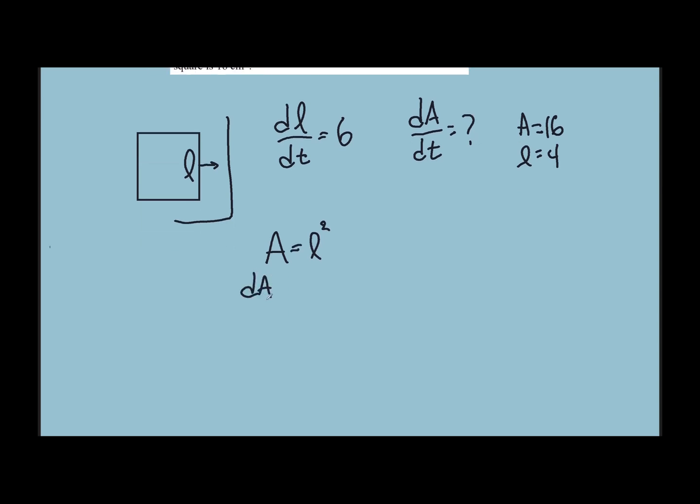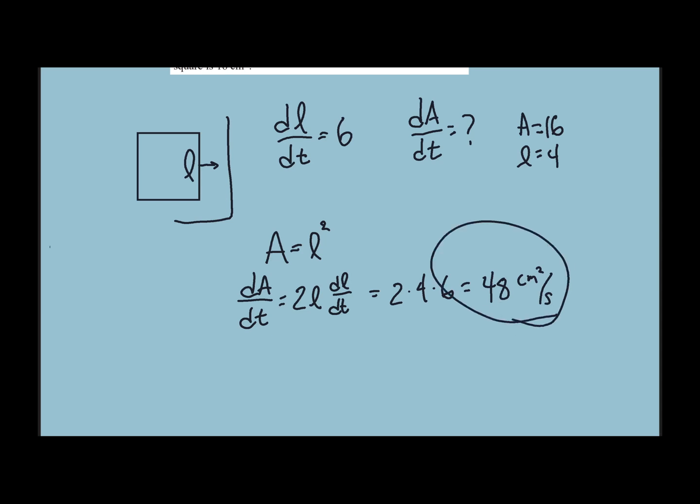The derivative of the area with respect to time is going to be 2L, but then chain rule dL/dt. Because we're not doing it with respect to L. We're doing it with respect to time. Well, what do we know? We know the length is 4. And when they tell us dL/dt is 6. So our answer is going to be 48 square centimeters per second.